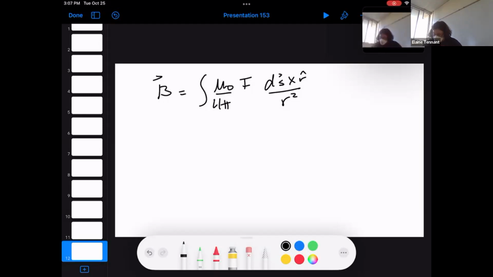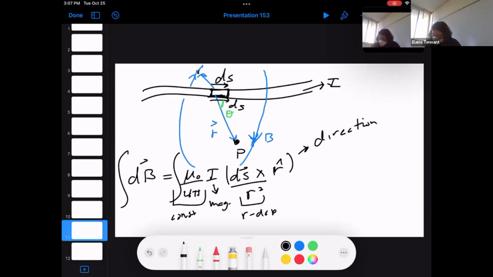But what we're going to do is say, hey, I really just want to know about the magnetic field right at this point. And so we'll get our magnetic field in terms of R. But we're going to think about how each little bit of wire is going to contribute to the magnetic field at that point.